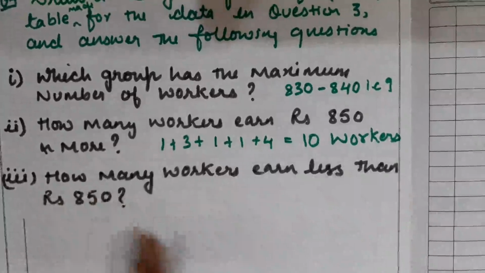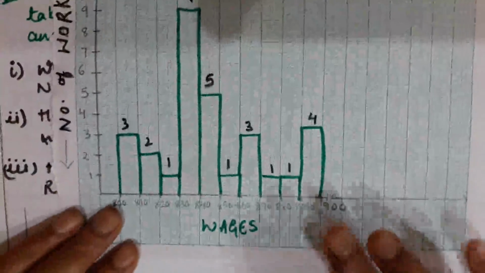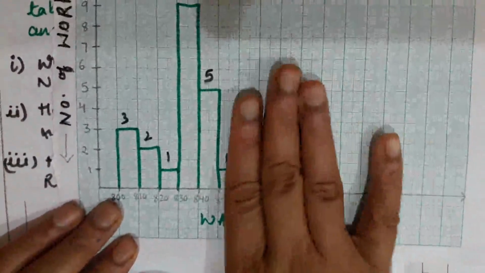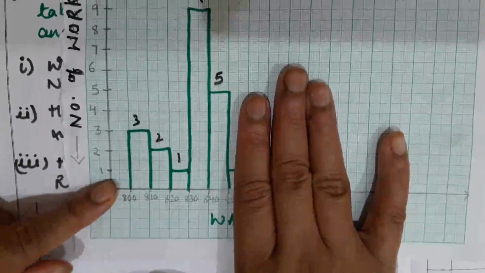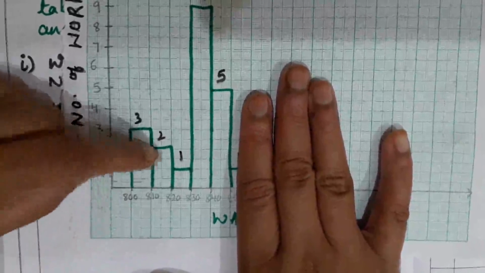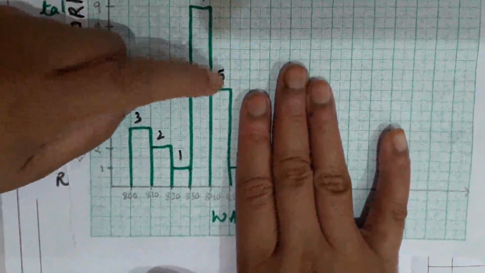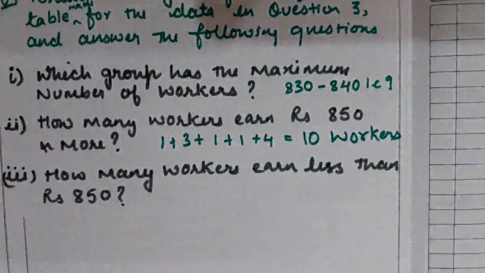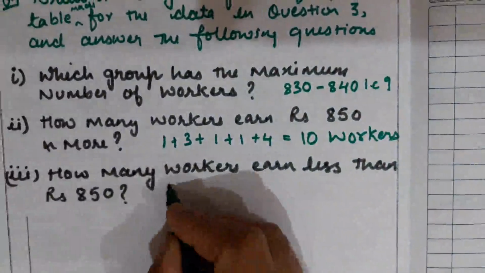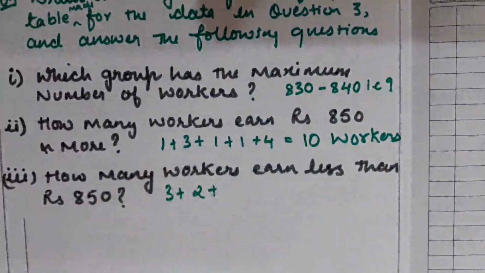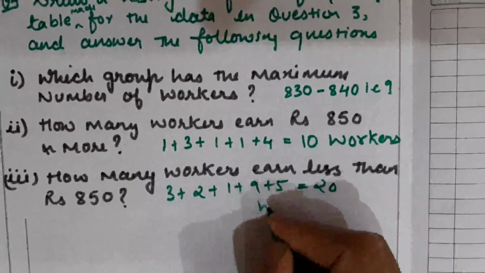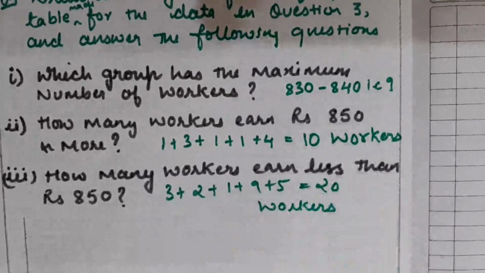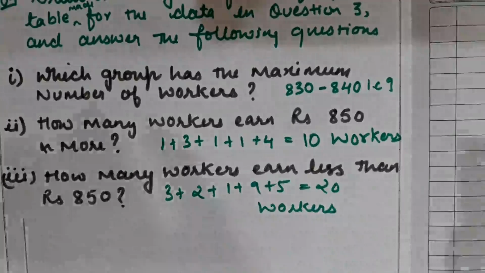How many workers earn less than 850? Now concentrate on this histogram. 850 is here, so hide this particular portion. This part represents the number of workers who are earning less than 850. So 3 plus 2 is 5, 5 plus 6 is 11, 11 plus 9 is 20. So 3 plus 2 plus 6 plus 9 gives you 20 workers who are earning less than 850. Okay, let's move to the next question.